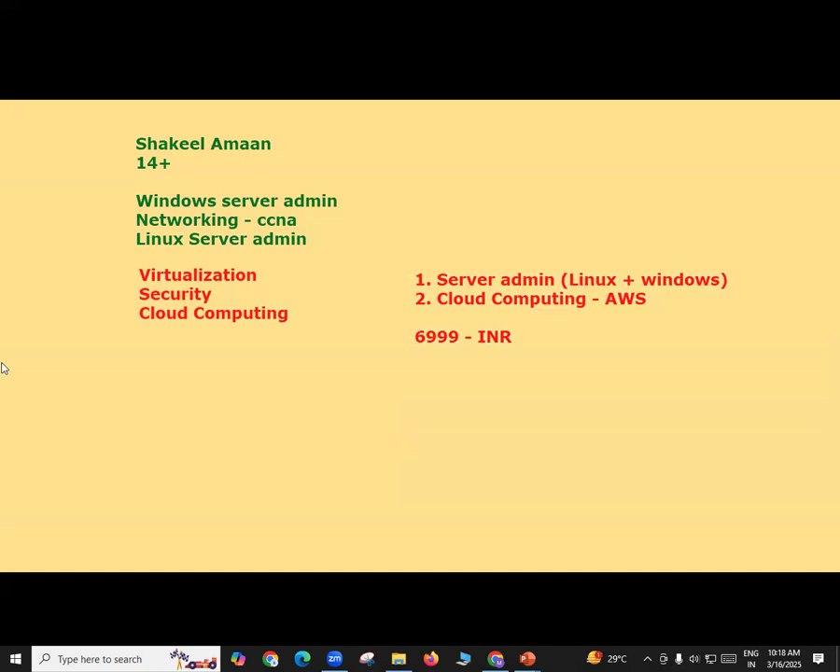Fine. Now let us see some basic questions that we need to address from Linux server administration, Windows server administration, and cloud computing.